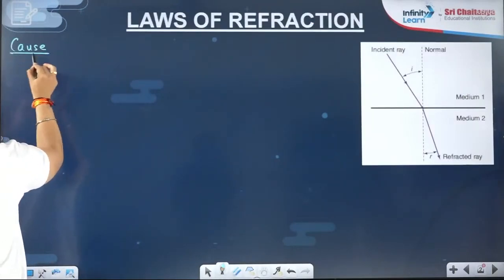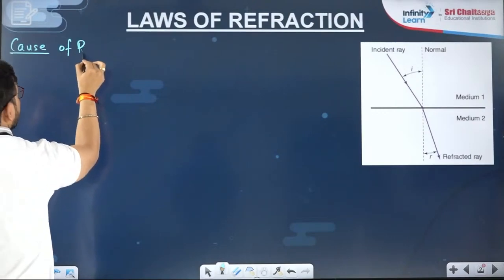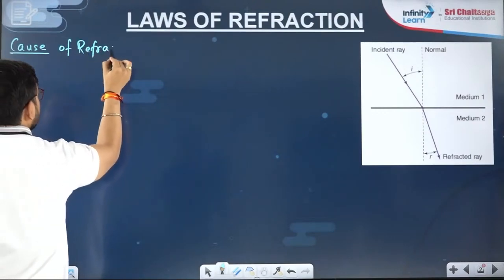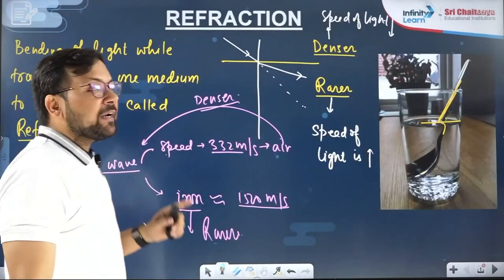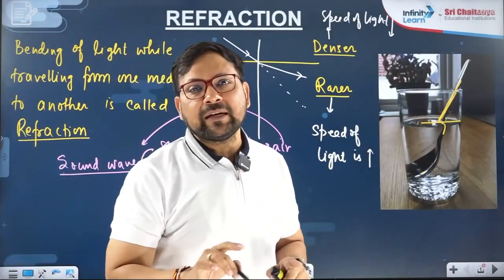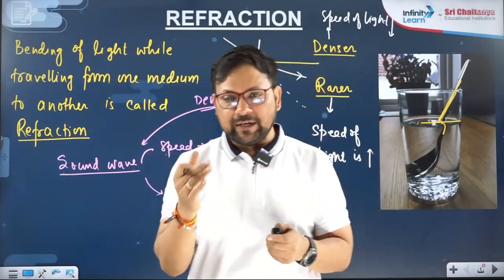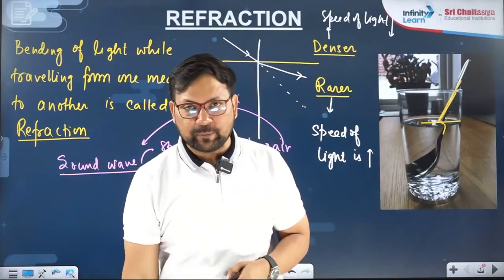What do you think is the cause of refraction? But let me summarize the first slide first. In the first slide, what discussion did we make? Just summarizing: first I said, what is refraction? Bending of light while it is traveling from one medium to another medium.